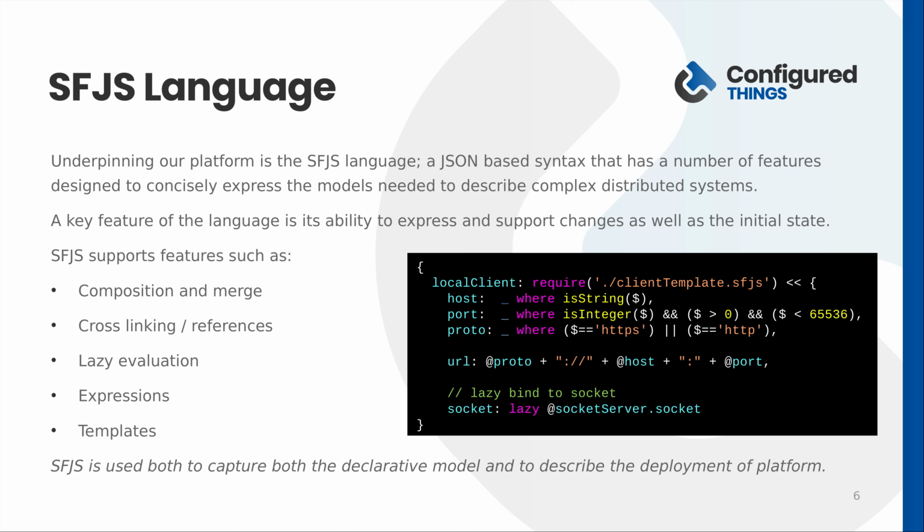We have the ability to make references from one part of the model to another and resolve those dynamically as we need to. We have a concept called lazy evaluation, which we'll go into in more detail in a session talking specifically about the language, but that lets us defer the evaluation of some of those references until a time when they can actually be resolved. And then we have expressions and templates, the kind of things you'd expect to find in a programming language. Now, it turns out that this language is so powerful that we don't just use it to describe the declarative model at runtime in the system. We actually use it to describe the deployment of our platform itself, in terms of which software components need to be deployed, how they relate to each other, etc.